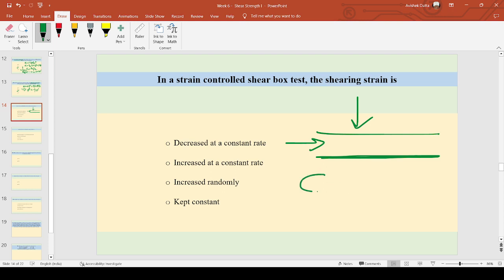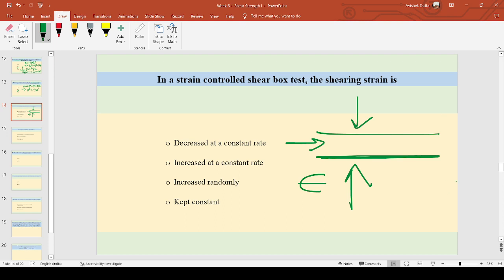The shear strain, that is epsilon, we increase at a constant rate, and we measure the shear strain in a proving ring and the corresponding shear stress in the dial gauge. It is increased at a constant rate for making the soil fail, so as to note down the values, so that it will help us in plotting the Mohr circle at the end.